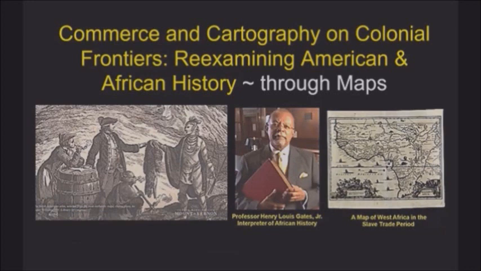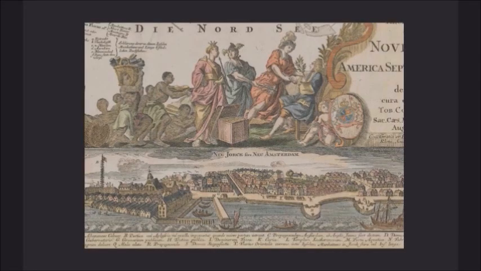Now, this commerce and cartography on colonial frontiers is a matter of great interest to scholars from all over the world. In particular, those looking at the New World, as well as those looking at commerce in Africa and the Mediterranean. In the New World, the Dutch come to dominate. They settle New Amsterdam, which is also known on their early maps as New Yorka. And it's very clearly part of a new territory that they're taking into account as part of their enclave economies.